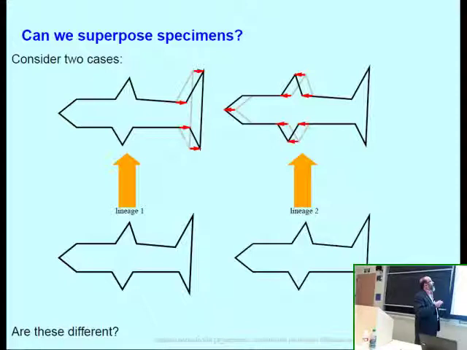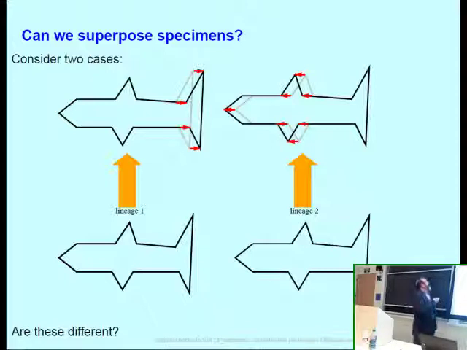That's a different change, and now the true superposition is to perfectly superpose the back and not the front. And you can see that this is the correct superposition in this case. But are, in fact, these different results? The answer is going to be no, they're not. In fact, this form here and this form there are exactly the same form.